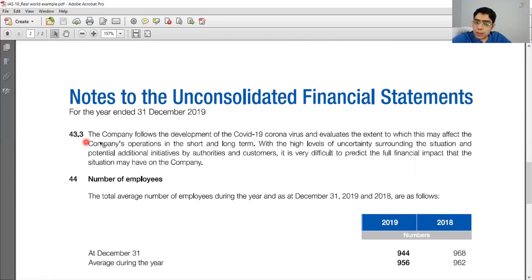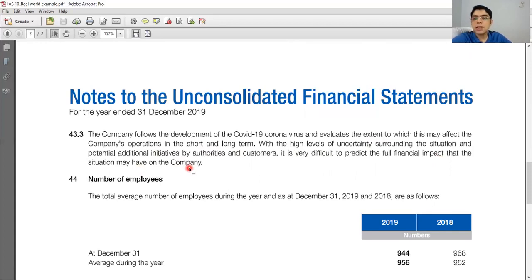I would also like to take another example. 43.3, another non-adjusting event. The company follows the development of the COVID-19 coronavirus and evaluates the extent to which this may affect the company's operations in the short and long term. With the high levels of uncertainty surrounding the situation and potential additional initiatives by authorities and customers, it is very difficult to predict the full financial impact that the situation may have on the company.